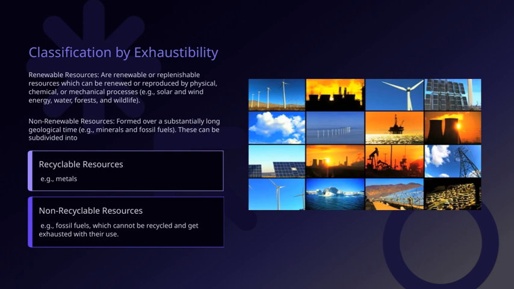Now, let's differentiate between non-renewable and renewable resources. Non-renewable resources, such as minerals and fossil fuels, are formed over very long geological periods. Because of this, once they are depleted, they take millions of years to regenerate, making them finite. On the other hand, renewable resources are those that can be naturally replenished or reproduced through physical, chemical, or mechanical processes. Examples include solar and wind energy, water, forests, and wildlife. These resources are sustainable if managed properly.